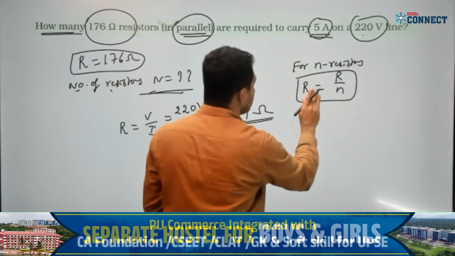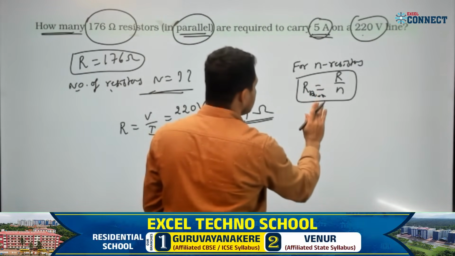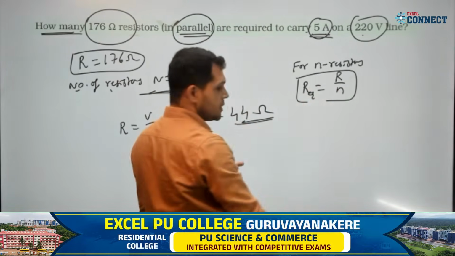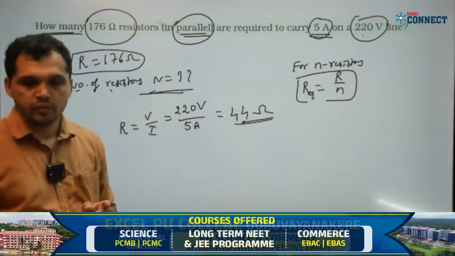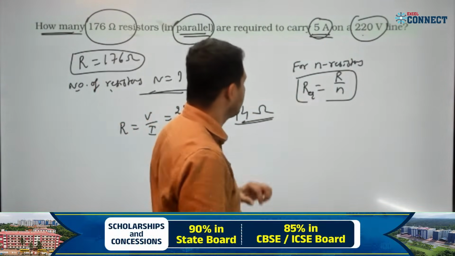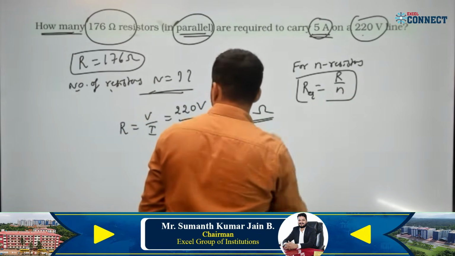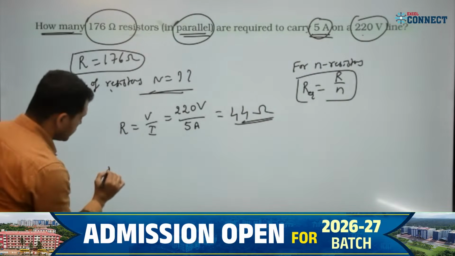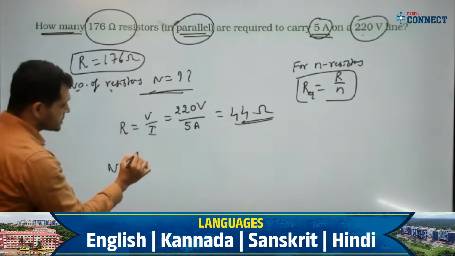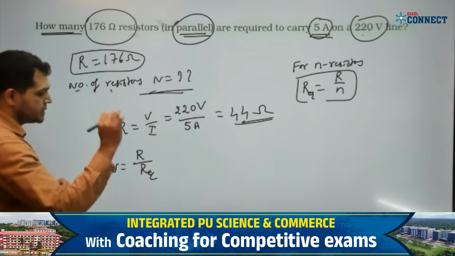Equivalent is, if I use equivalent, R equivalent is R by N. This equation I will use now. This last equation I will use. Now N is equal to, N is the number of resistors required, the resistance value divided by R equivalent.